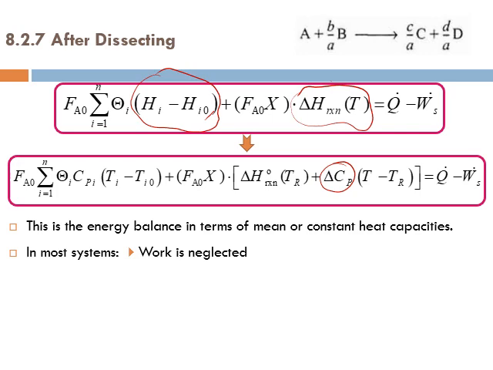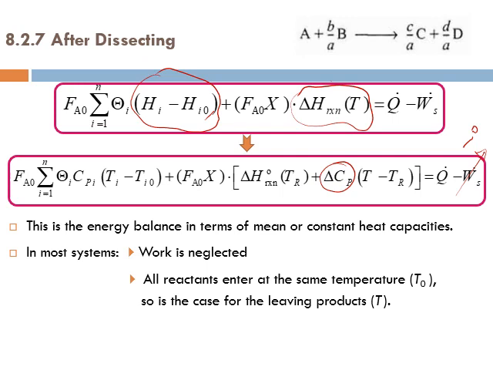In most systems, work is neglected. So this is really neglected. Why? Well, maybe we don't have shaft work, or maybe the shaft work is very small compared to the other terms, like in a CSTR, for instance. But if it was a gas turbine, of course, we cannot really neglect the shaft work.